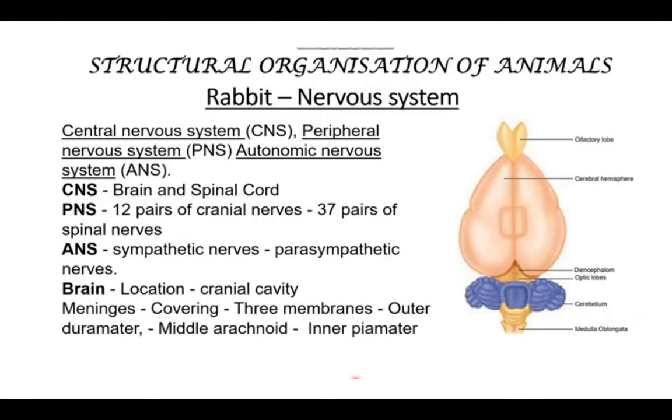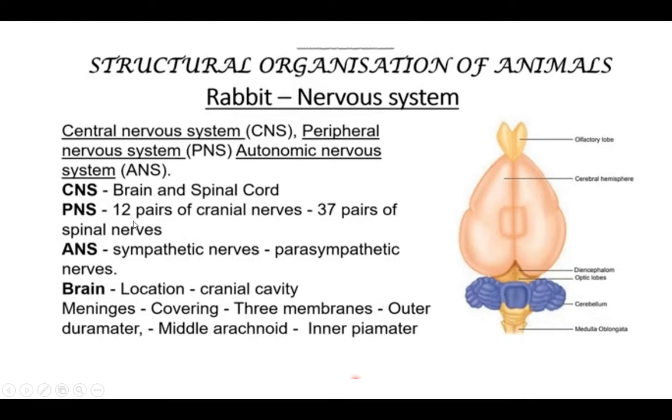Next, let's see the nervous system. The rabbit has got three kinds of nervous system: central nervous system, peripheral nervous system, and autonomic nervous system. Central nervous system is made of what? Brain and the spinal cord.